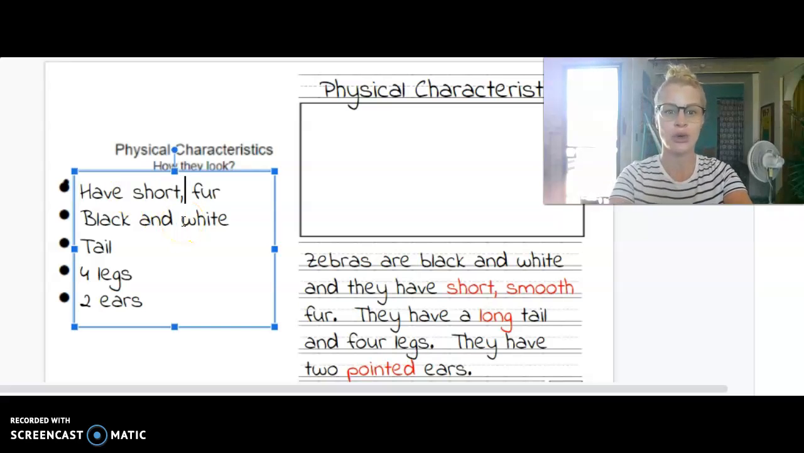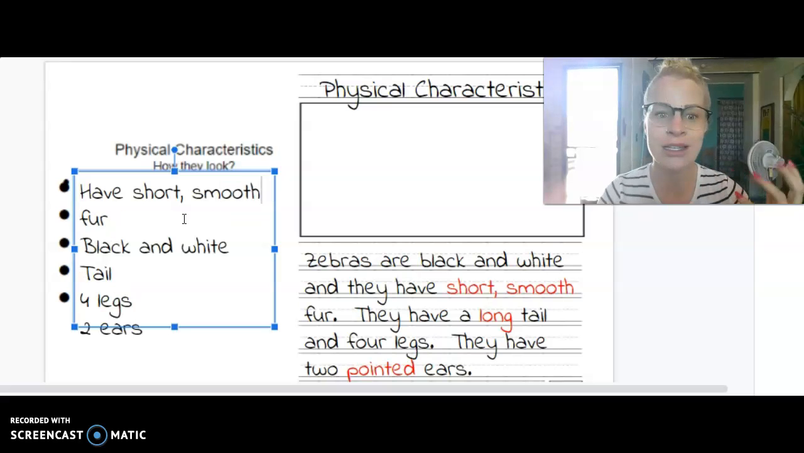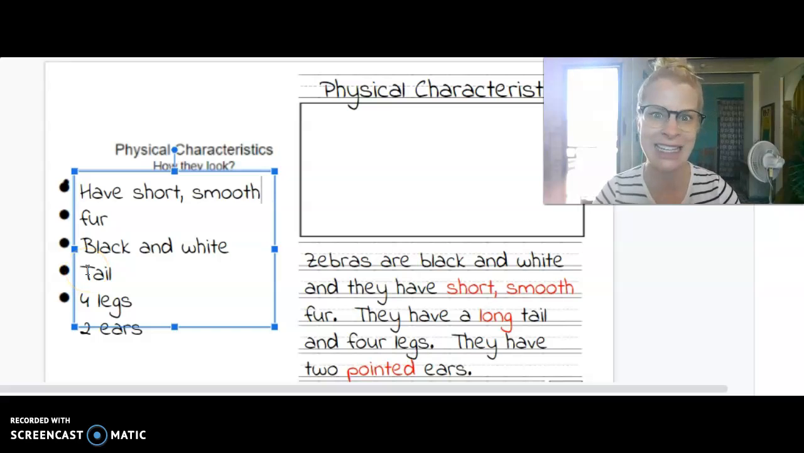Is their fur short and smooth, or is it long and fluffy? Is their tail long or short? Is it skinny? Is it wide and fat? Is it wide and flat like a beaver's? Are their legs long or short? Are their ears pointed or rounded? There are so many things that we can add into our notes to be more descriptive.